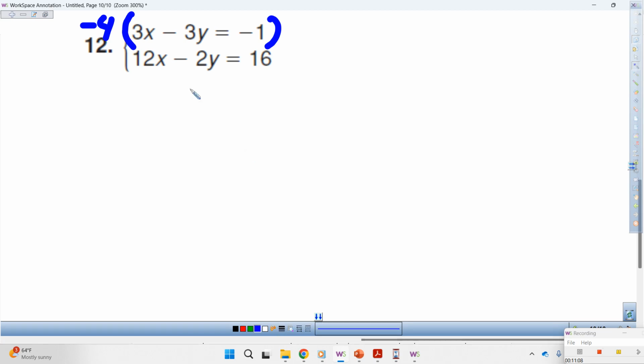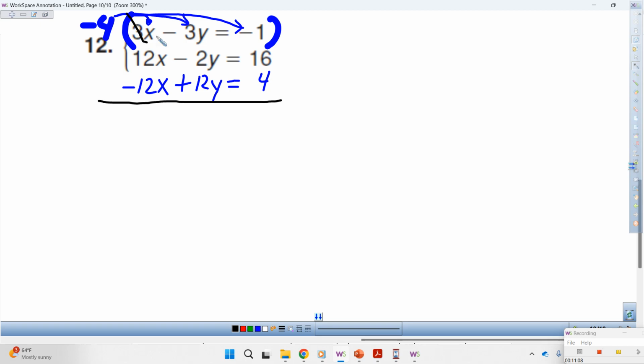All right, so let's do that together. Distribute the negative 4 in here. So that gives us negative 12x, positive 12y equals positive 4. All right, so we no longer need the top one. So we are here. So, what do I do next, Renzo? Cancel out the 12s. 10y.